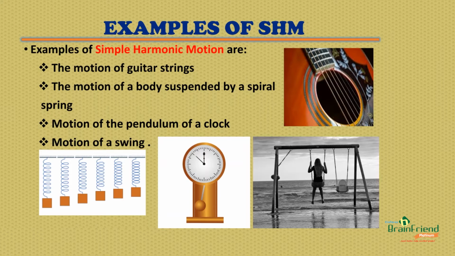Now going on, some examples of simple harmonic motion are the motion of a guitar string. When you strike a guitar string, it continuously vibrates upward and downward until it finally comes to rest. Such upward and downward movement describes simple harmonic motion. Another example of simple harmonic motion is the motion of a body suspended by a spiral spring. Next is the motion of the pendulum of a clock. And lastly, we have the motion of a swing.